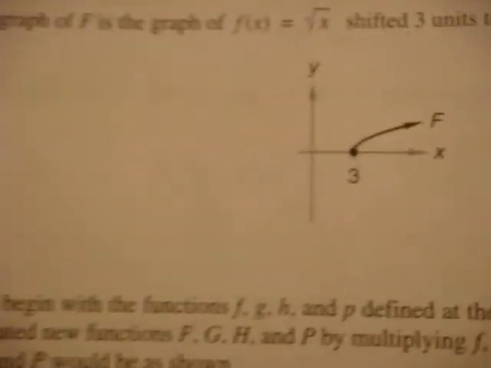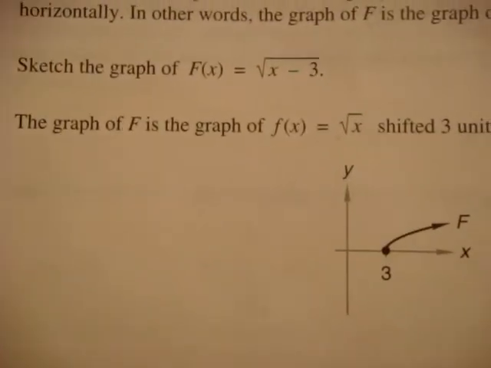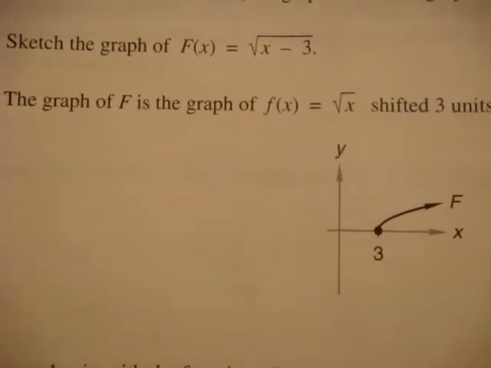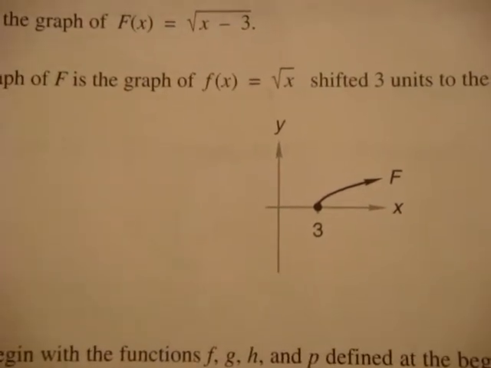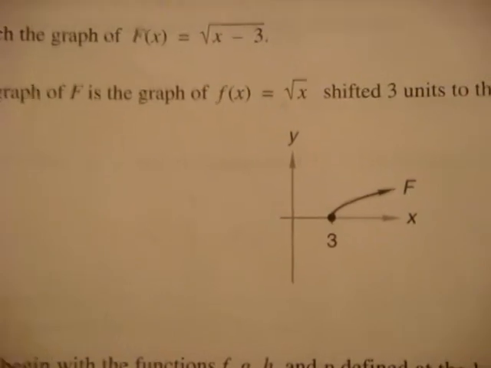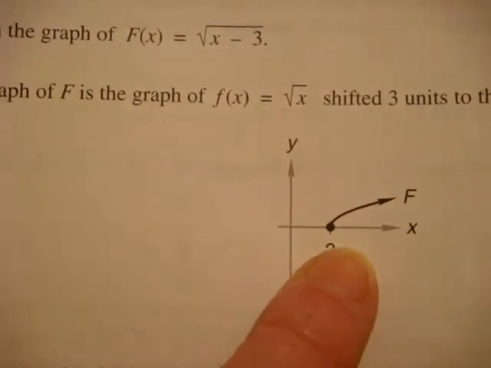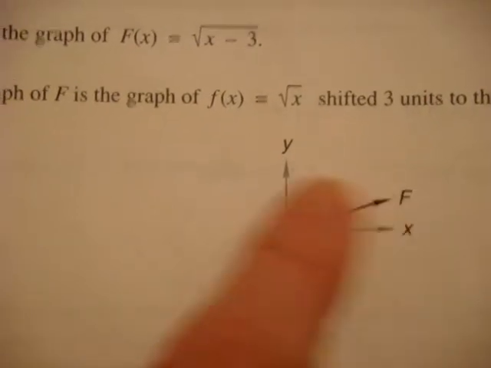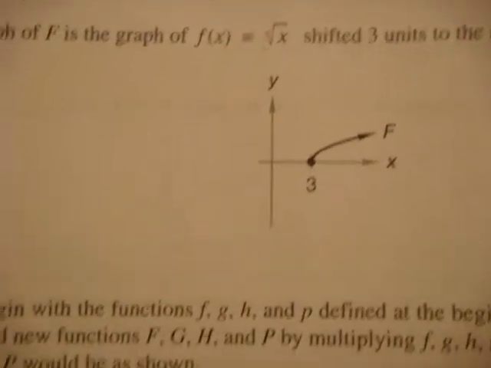Okay, real quick, here's an example. Sketch the graph of f of x equals the square root of x minus 3. So we take our square root function and we would move it to the right. Since it's negative 3, we move it to the right 3. And then it's still the same shape. You see there's no numbers here. They just want you to write the general shape.